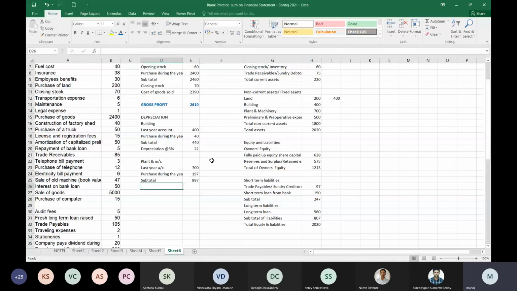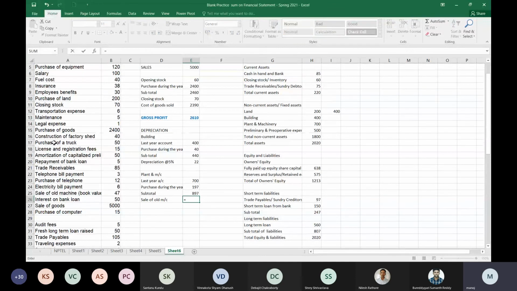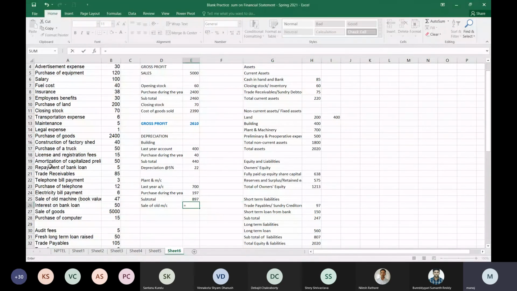Now minus, we have to minus the sale of old machine, if there is any, that should come here, is equal to... I remember we have done something, sale of old machine. This is the one. With book value, I'll tell you why book value is important. Say book value of 47.